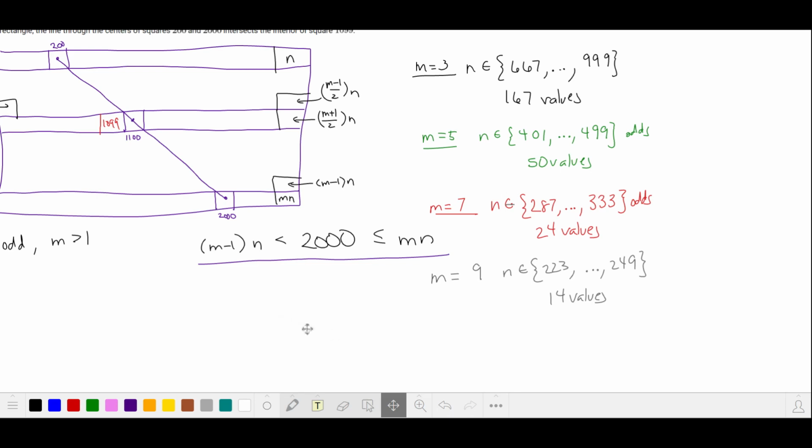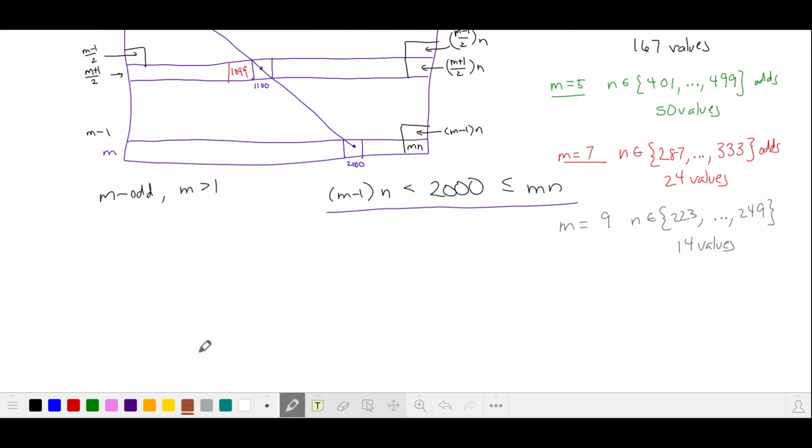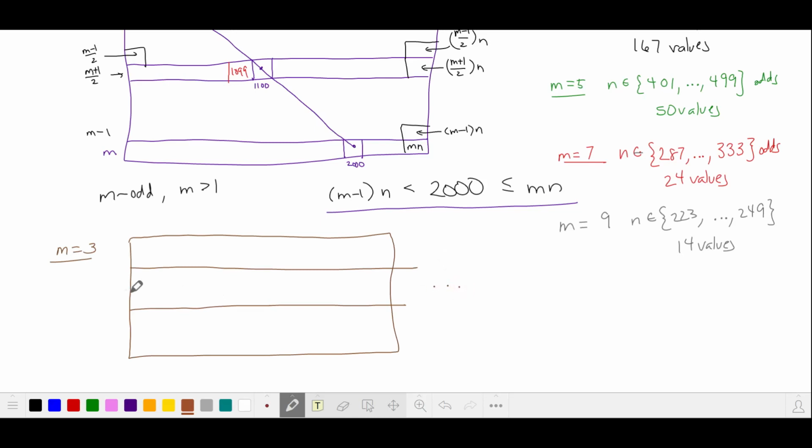Let's take a look at m equals 3 because we can actually draw that out pretty easily. Let's see what this rectangle looks like with 3 rows. I'm going to draw a part of that rectangle. This is going to keep on going to the left and to the right. This is 200. This is 2000. This is 1100. I arbitrarily put 200 to the left of 1100 and 2000 to the right, but 200 can also be here.